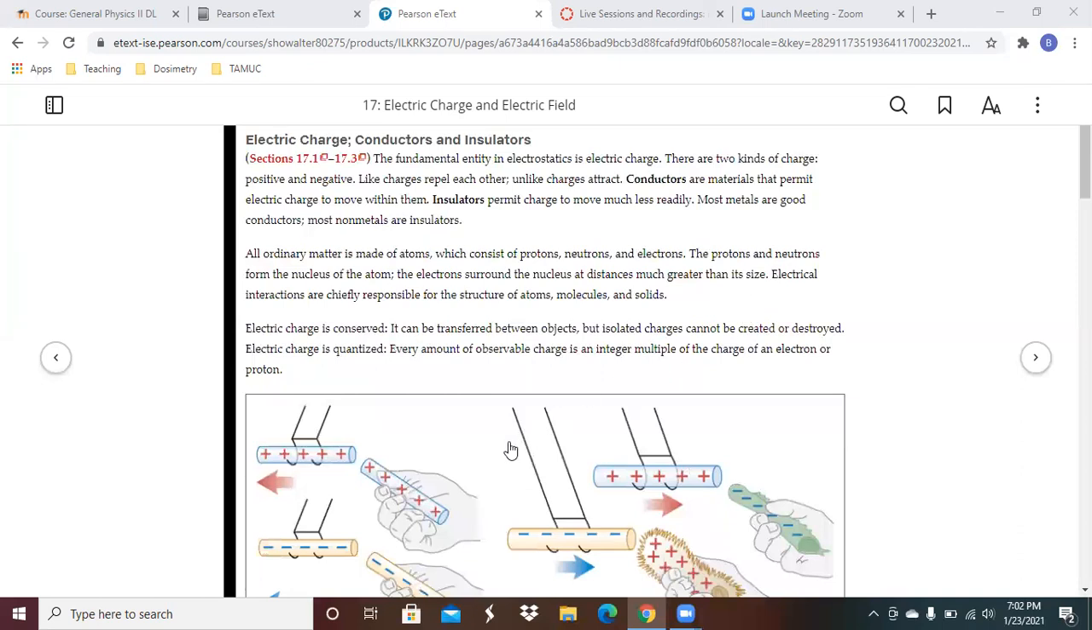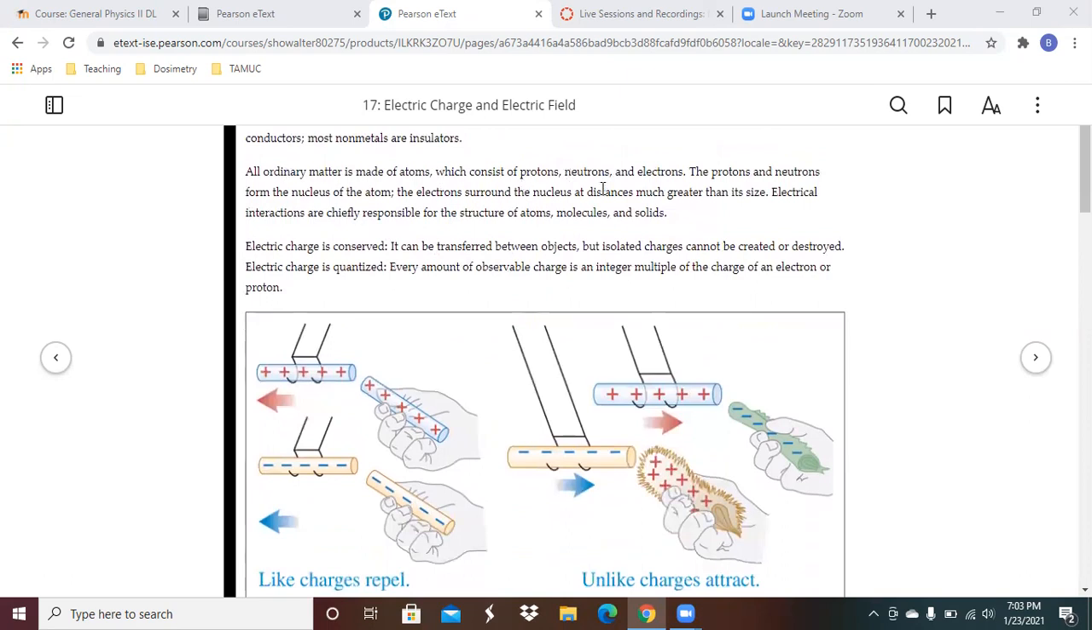Conductors are materials that permit electric charge to move within them. Insulators permit charge to move much less readily. Now, it's not as if the fact that in conductors electric charge movement is considered good, or insulators are considered to be bad. It's just that's the way it is. We need to be able to take advantage of both situations in order to be able to produce something of human value. Most metals are good conductors and most non-metals are insulators.